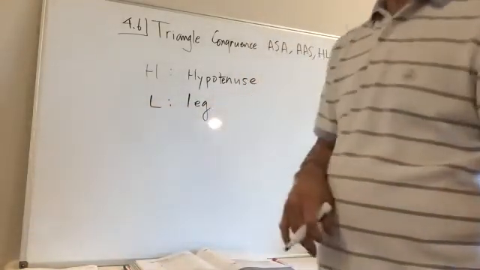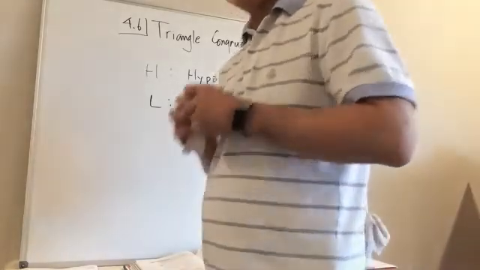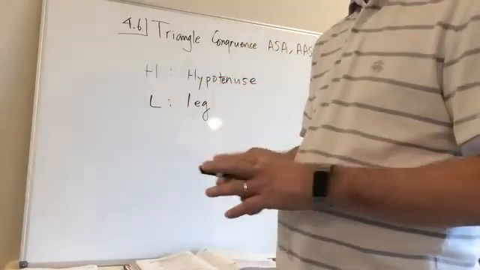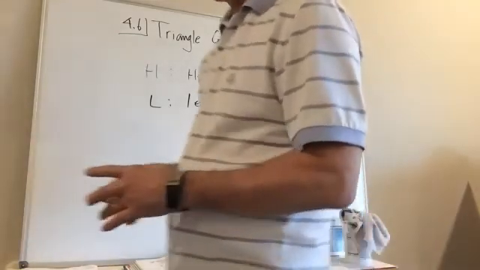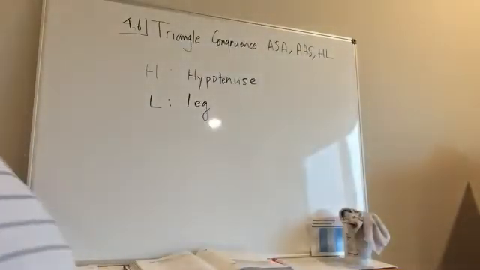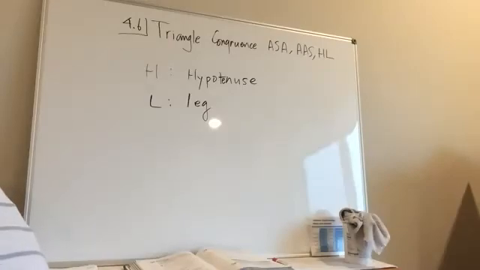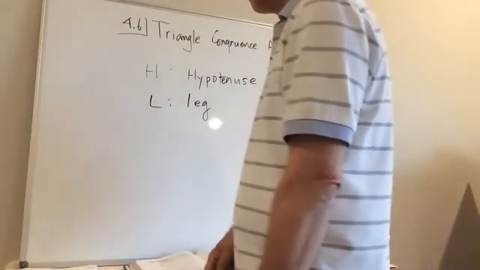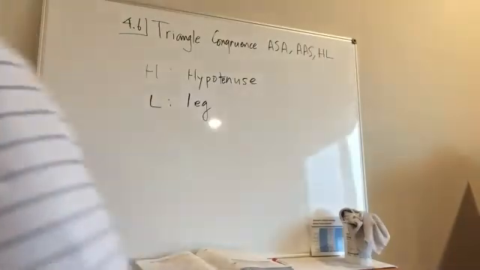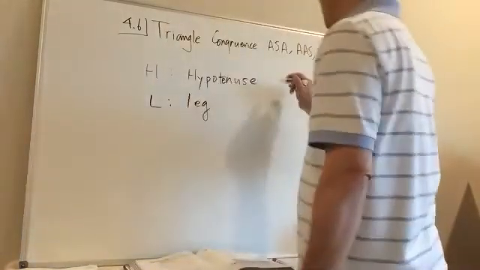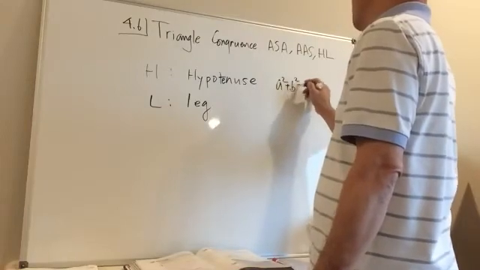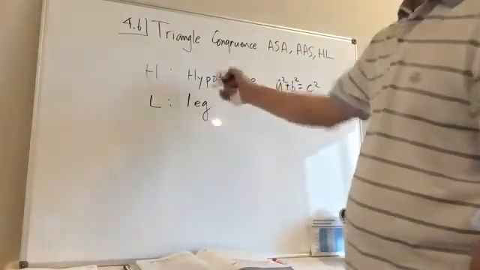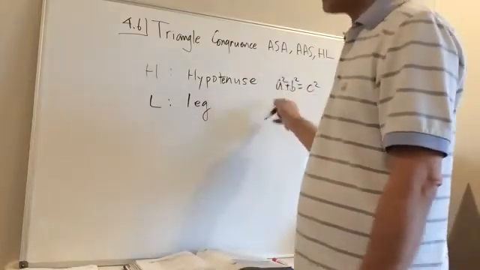So anybody remember when we talked about hypotenuse and legs? In what situation do we talk about hypotenuse and legs? Anybody? You're trying to find the hypotenuse. Yeah. What is the equation that you use for hypotenuse? A squared plus B squared equals C squared. Exactly. A squared plus B squared is equal to C squared, right? This is when we look at the hypotenuse. But this only works in a certain triangle. What is that?